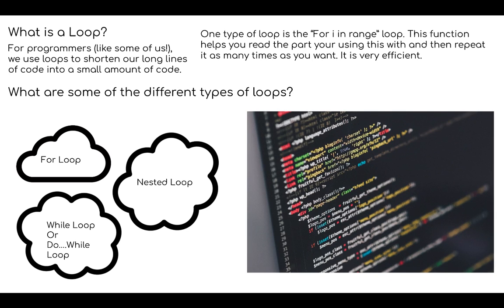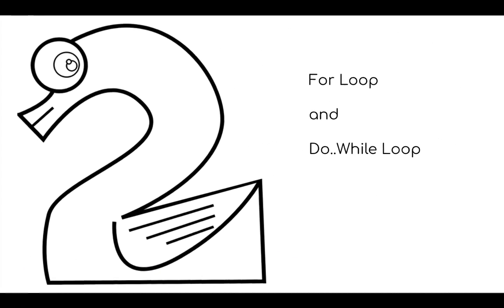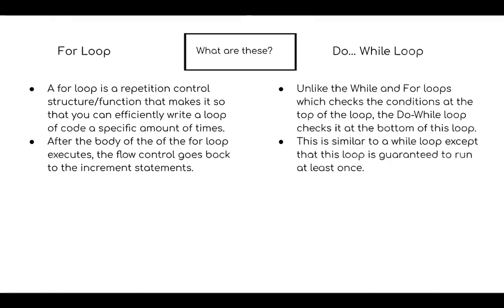Isn't that awesome? So, what are some of the different types of loops? The for loop, nested loop, while loop, and the do while loop are the most commonly used loops in Python or any coding in general. The for loop is a repetition control structure that makes it so that you can efficiently write a loop of code a specific amount of times. After the body of the for loop executes, the flow control goes back to the increment statements.